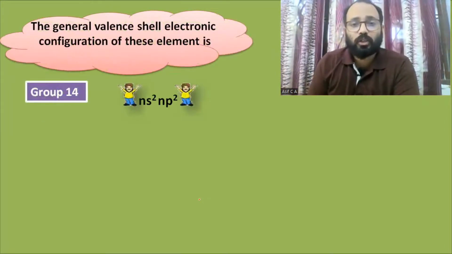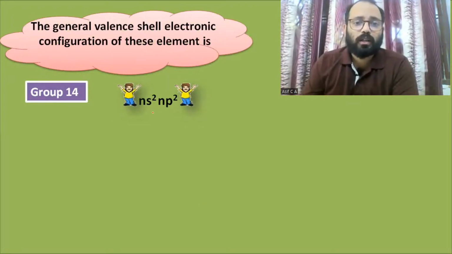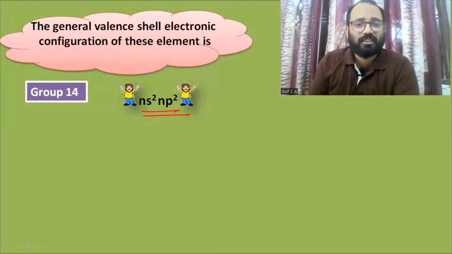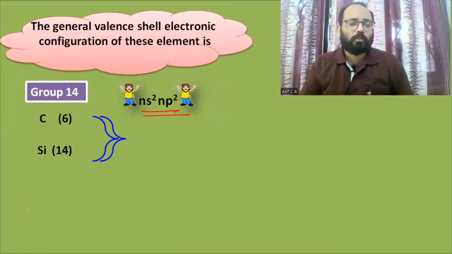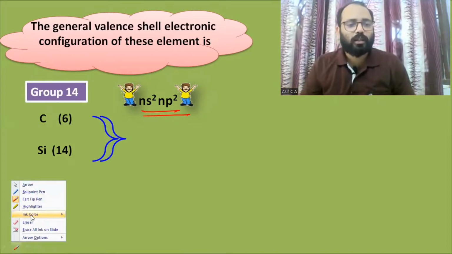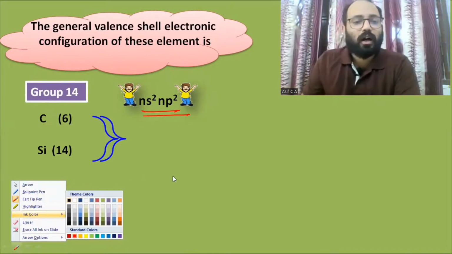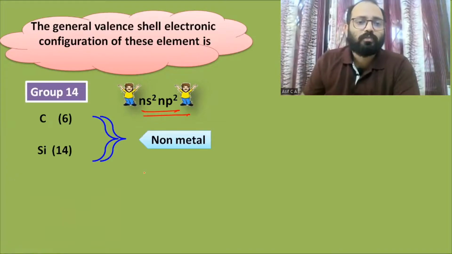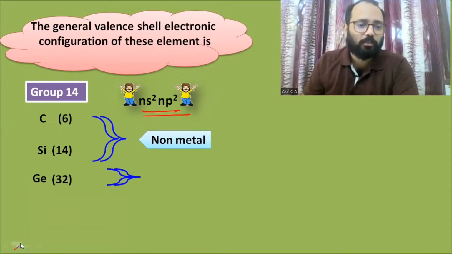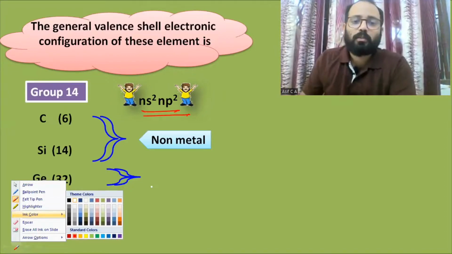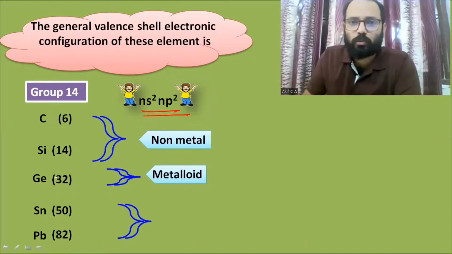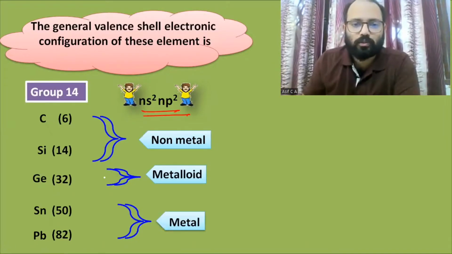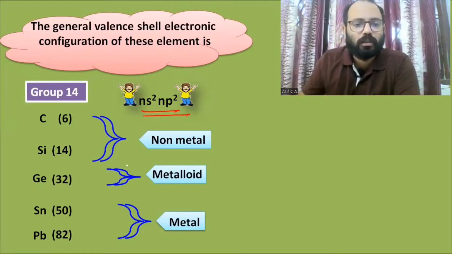And the general electronic configuration of the group is very important: ns2 np2. Now the nature: carbon and silicon are non-metals. And the next one, germanium, metal or non-metal? Germanium is a metalloid. And there are two others, tin and lead. There's no doubt about that. Tin and lead are metals. So carbon and silicon are non-metals, germanium is a metalloid, tin and lead are metals.